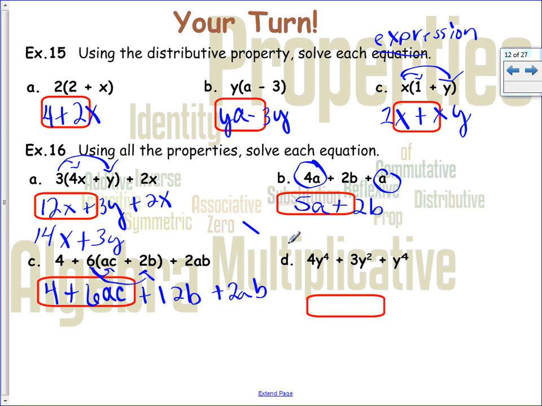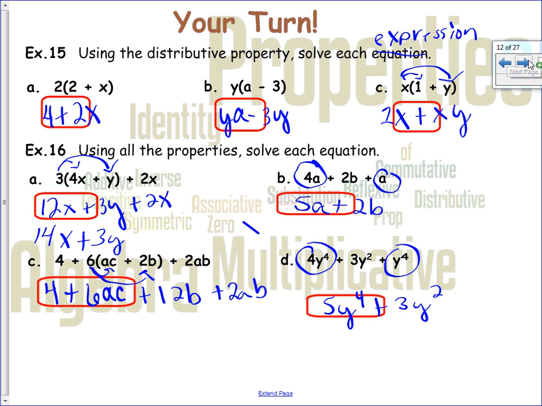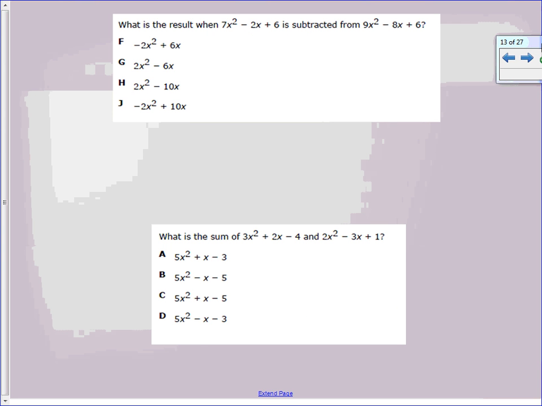All right, what about this one? Do I have like terms? Yes. 4y to the fourth power and y to the fourth power. So 4 plus 1 is 5y to the power of 4, plus 3y squared. Does that have like squared or cubed? No, that's fourth power, tesseract. Yeah, there's a list on the board if you're interested. You don't have to know. Because like 2D and 3D and then they make 4D.